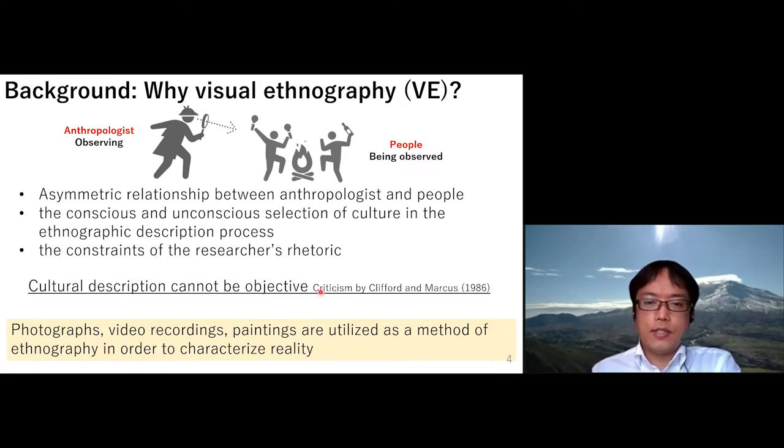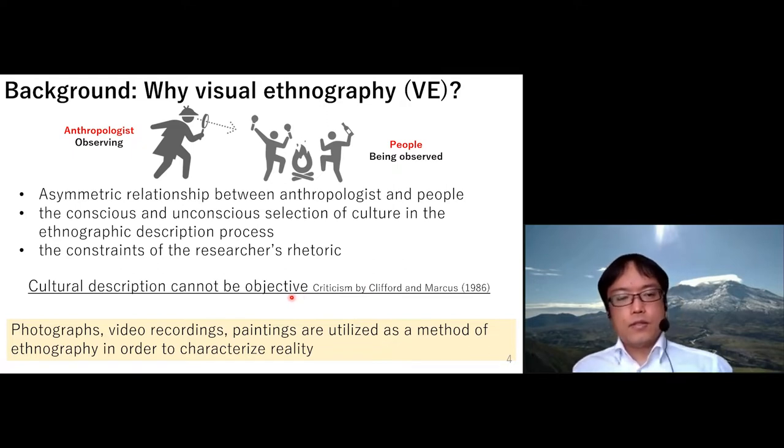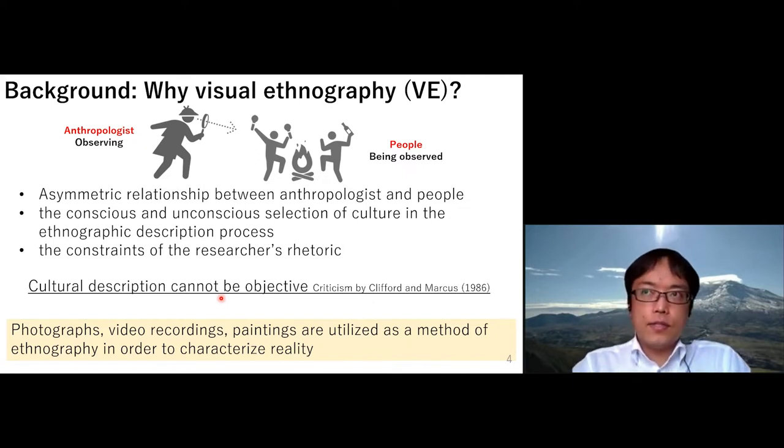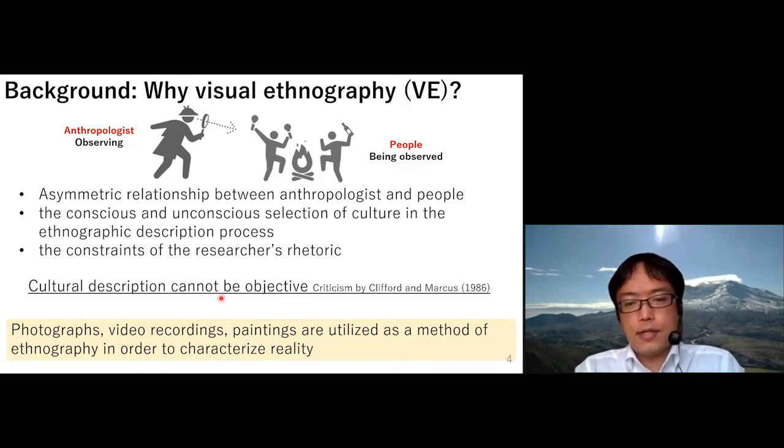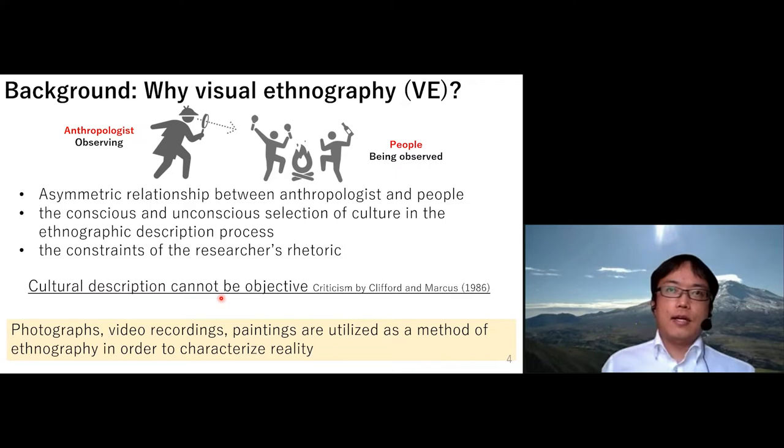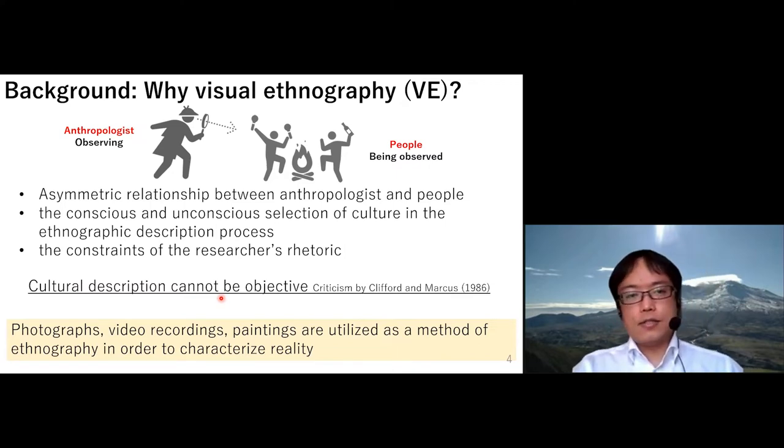Actually, this is a criticism by Clifford and Marcus that cultural description cannot be objective. Because of this type of criticism, anthropologists thought about how to make sure of the objectivity of cultural description. That's why photographs, video recordings, or paintings are utilized as a method of ethnography in order to characterize the reality in an objective manner. So this is why visual ethnography, not writing ethnography, got attention.